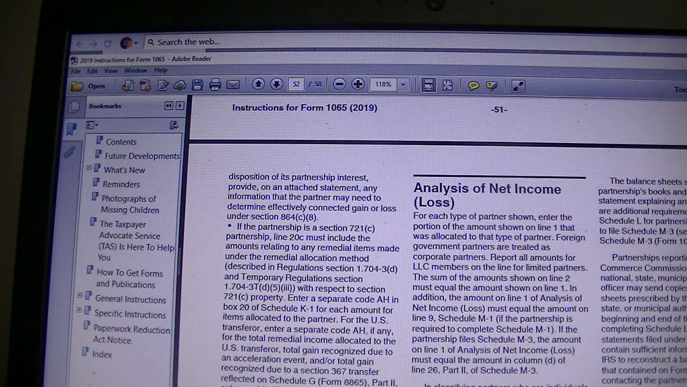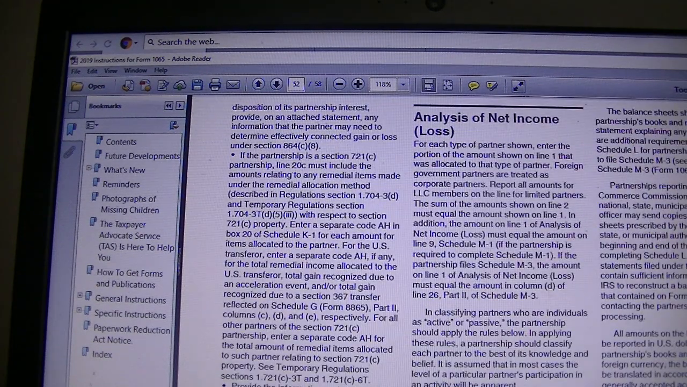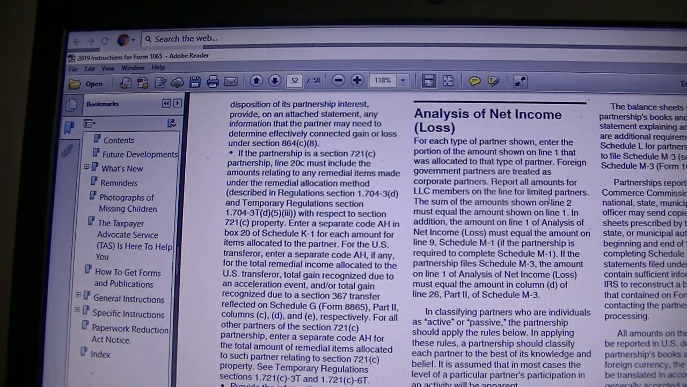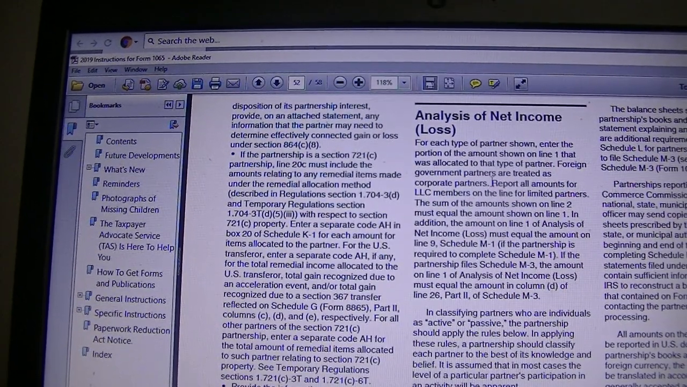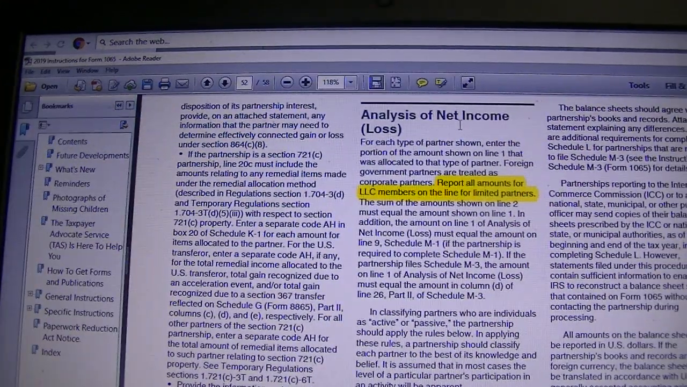Analysis of net income. Okay, so it can be very confusing here sometimes, but let's see what they are talking about. For each type of partner shown, enter the proportion of the amount shown on line 1 that was allocated to that type of partner. So report all amount for LLC members on the line for limited partner. Did you see that? Report all amount for LLC members on the line for limited partner. That's one important point here to keep in mind. Because our business is an LLC, that's where that will go.